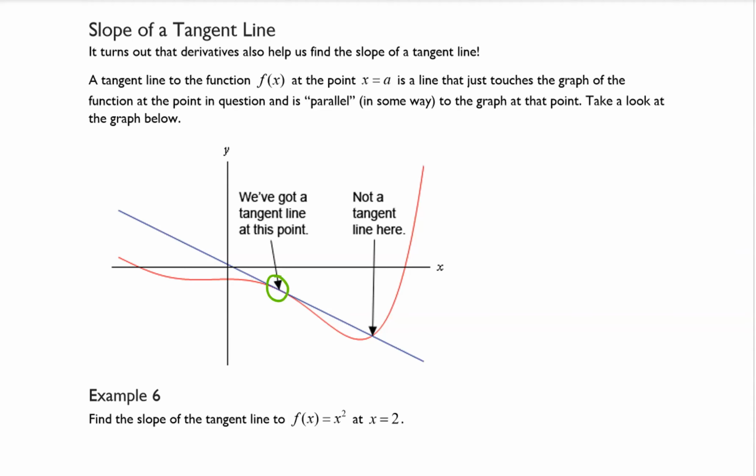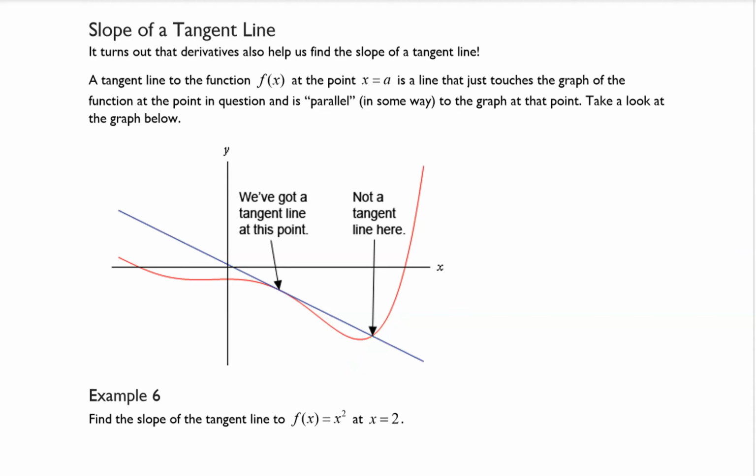Here, this is an example of a tangent line, and here, this is an example of not a tangent line. At this second location, the tangent line would look something like that, and it would just touch right there.